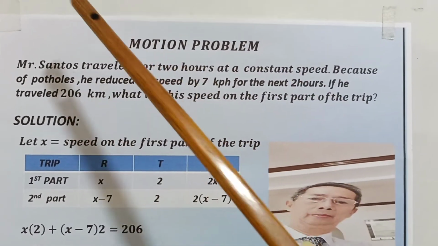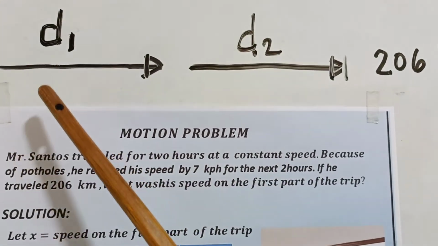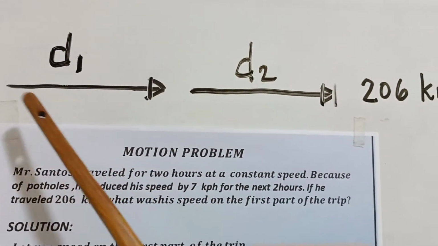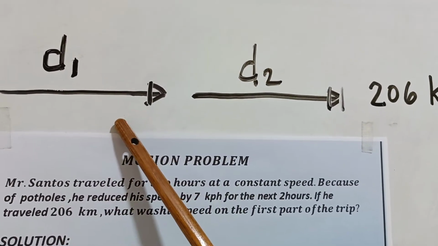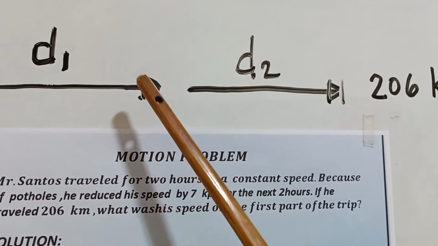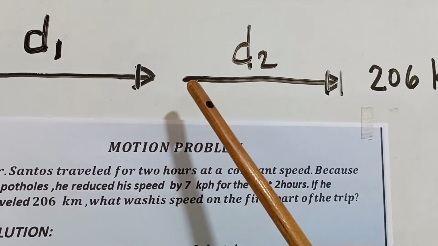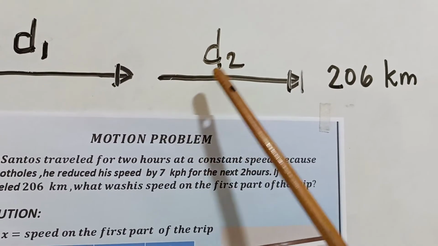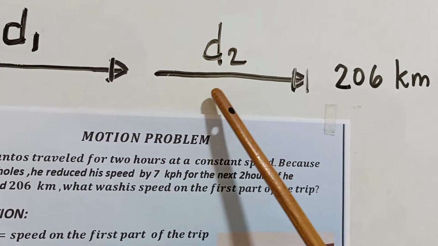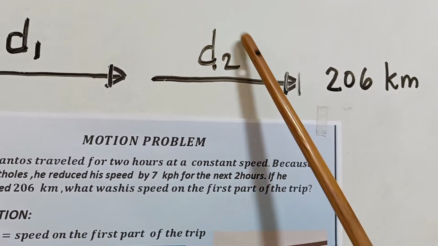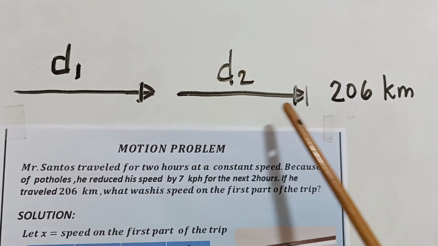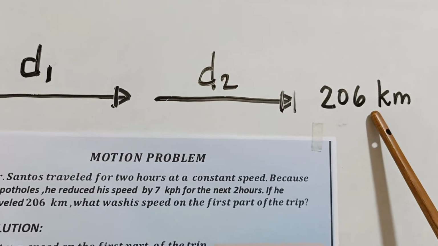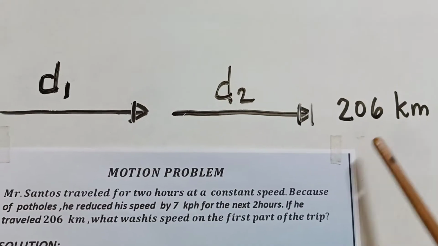So this is the trip of Mr. Santos. The first part of the trip, the distance between this point and this point, we call D1. And for the second part, where he reduces his speed by 7 kilometers per hour for the next 2 hours, we call this D2. So D1 and D2 together give the total distance that he traveled, which is 206 kilometers. So we have the solution.